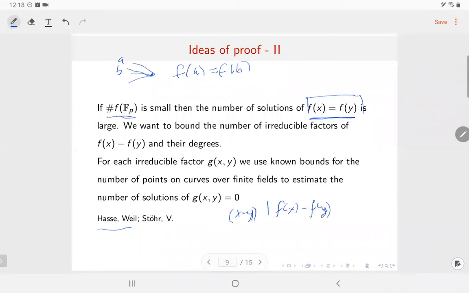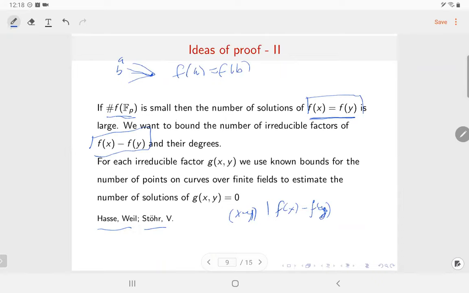So to apply the Weil bound or any other bound, for example, a long time ago with Stöhr, I developed a different approach to bounding the number of points of curves over finite fields, which gives better results than the Weil bound for high degree, and we're actually going to need these results to get our estimate. So we're going to try and factor this polynomial, f of x minus f of y, and it may have some factors of large degree, and we have to deal with that.